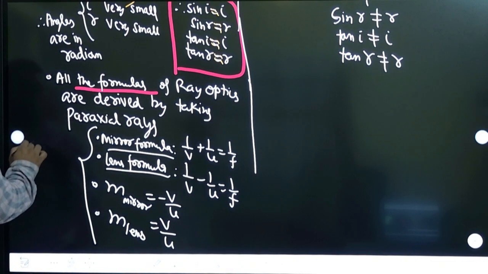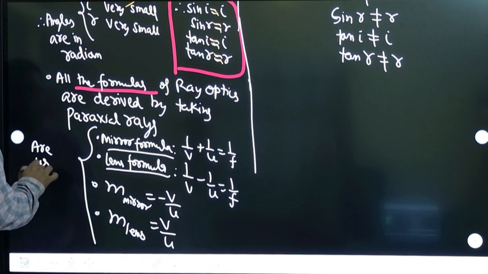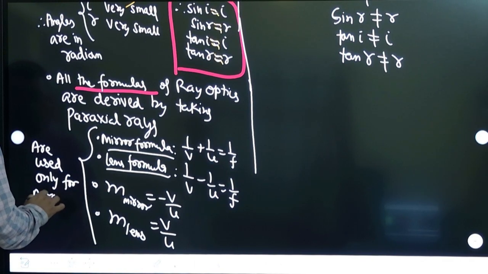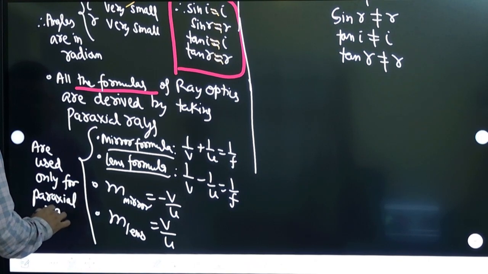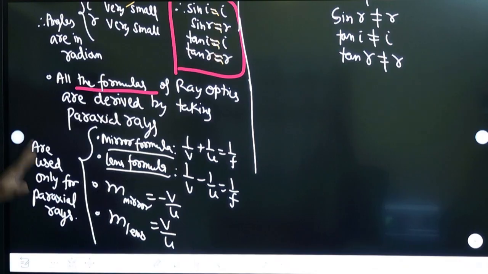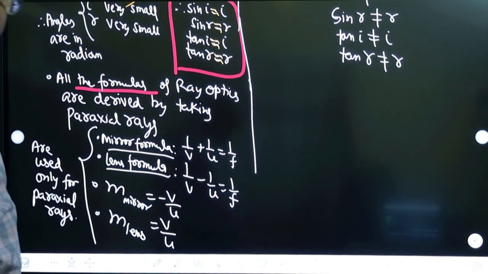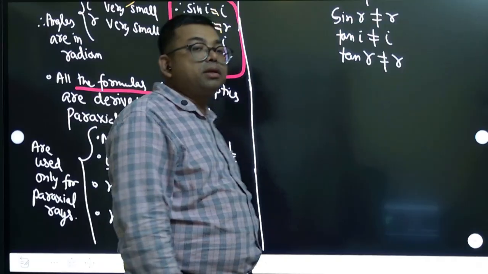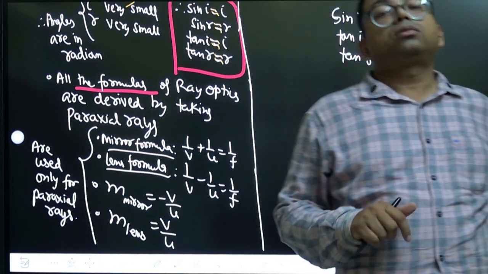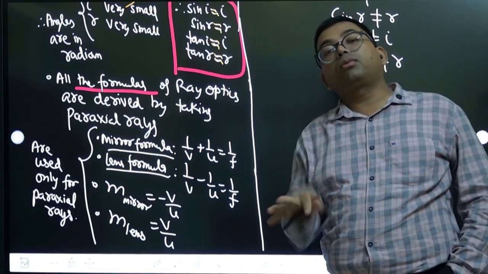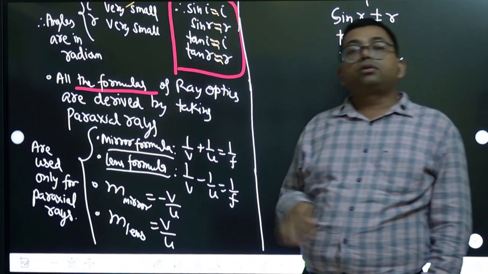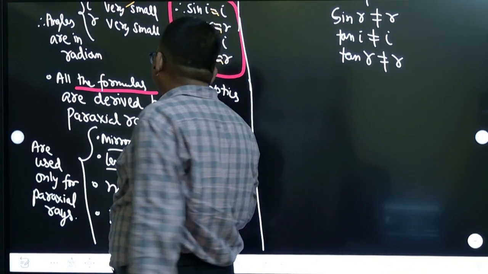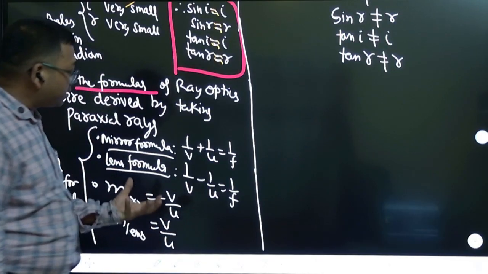All these formulas are used only for paraxial rays. Clear? All the formulas are used for paraxial rays. Suppose the rays are making a large angle, you cannot use these formulas. All your formulas are wrong. These formulas are used only for paraxial rays. Marginal rays, you cannot use. So only for paraxial rays you can use these formulas.